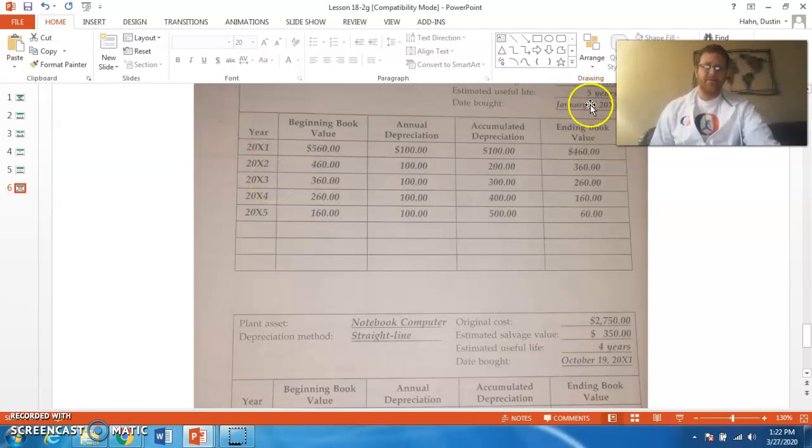We have 5 years, we're only on starting year 3. So now your computer monitor is valued at $360. It accumulated, or it depreciated $100 again. Now bring that 200 plus your 100. That's where that 300 comes into play. Now your ending book value, your 300.